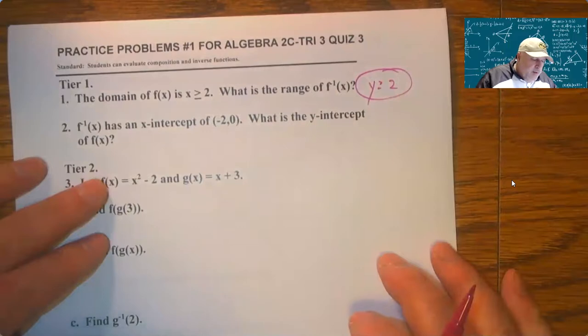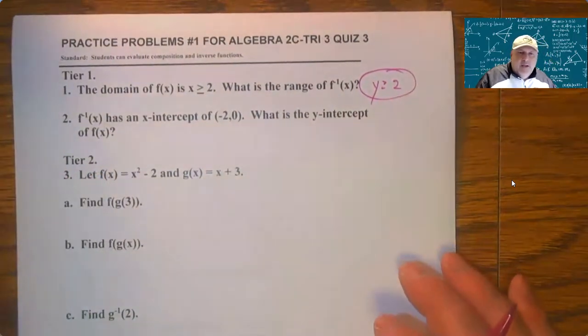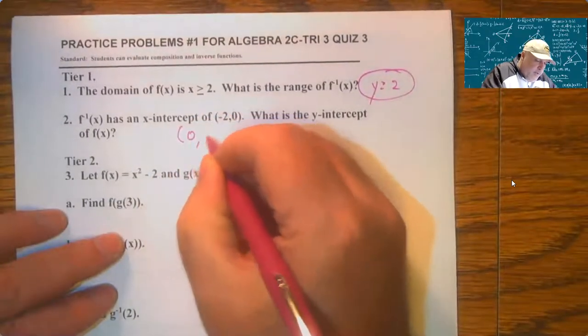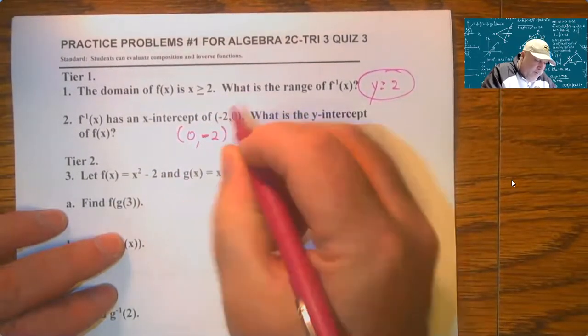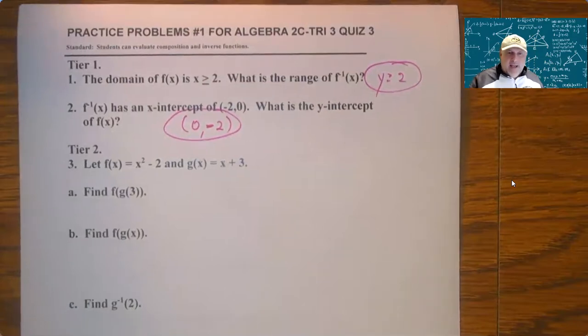Pretty simple. F inverse of x has an x-intercept of -2, 0. What is the y-intercept? 0, -2. So the coordinates get inverted as well. All x and y variables get inverted, as well as all coordinates get inverted back and forth.